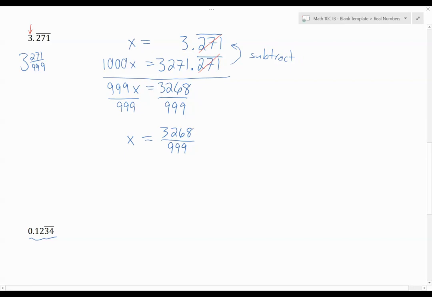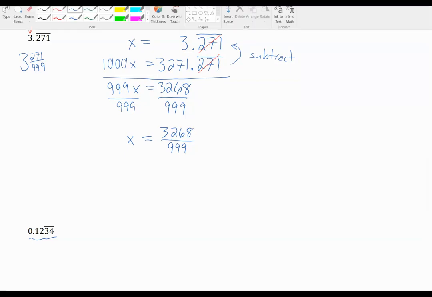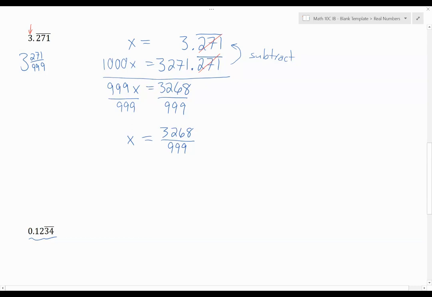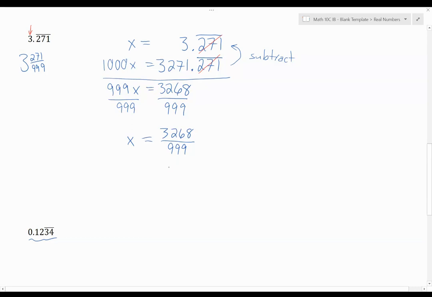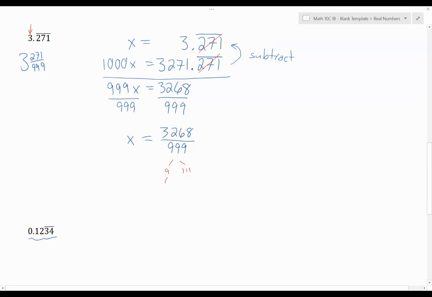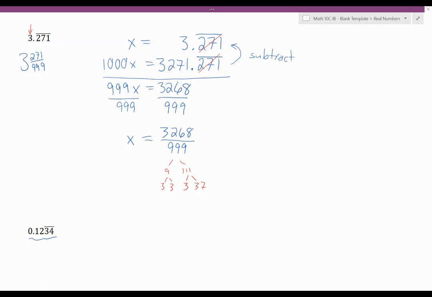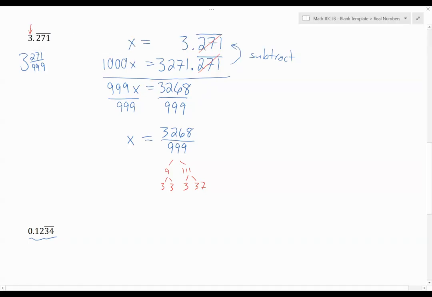Now I'm going to check for common factors. 999, just as a side note to think about what the common factors would be. This is 9 times 111. 9 is obviously 3 times 3. 3 is not a factor of the numerator, so nothing comes there. 111 is actually 3 times 37. So I would need to check to be absolutely certain, is 3268 divisible by 37? I'm going to tell you right now it is not. So this is the fraction.